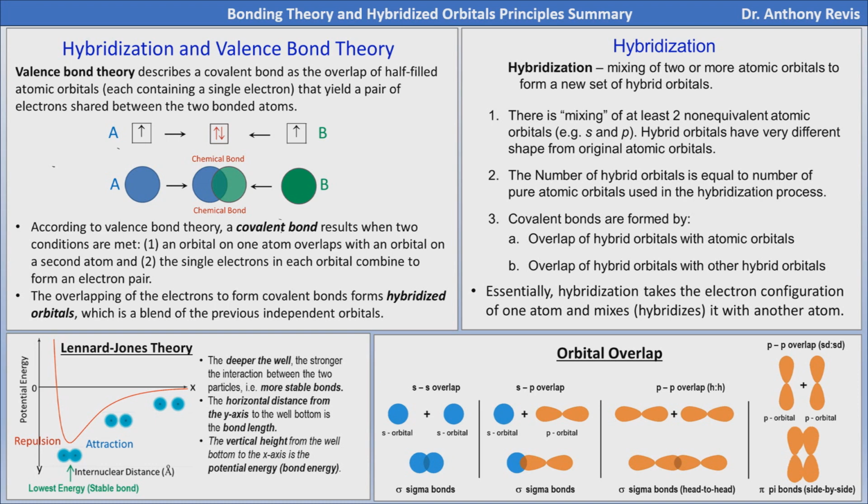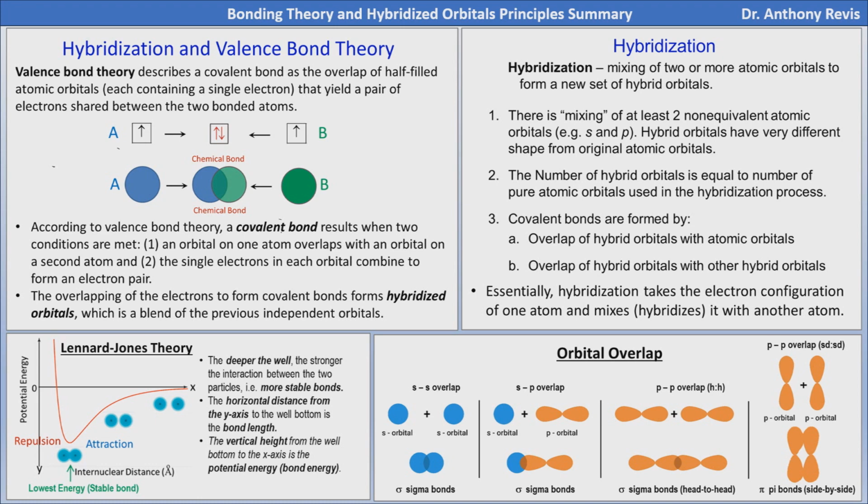Bonding theory and hybridized orbitals principles summary. Hybridized and valence bond theory. Valence bond theory describes a covalent bond as the overlap of half-filled atomic orbitals, each containing a single electron, that yield a pair of electrons shared between the two bonded atoms.